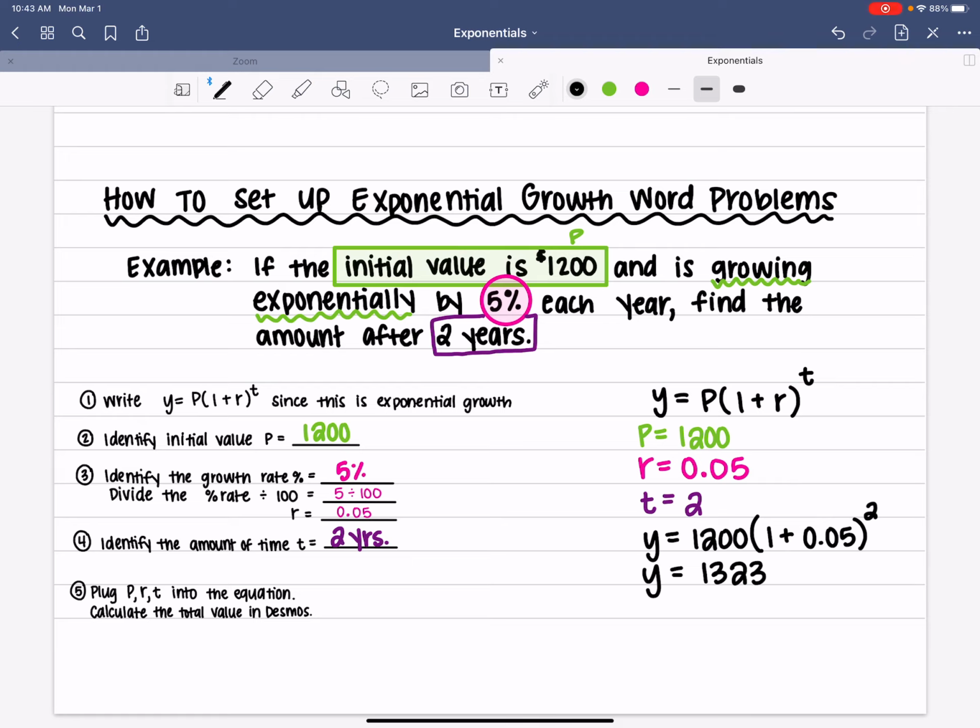Now, if I wanted to put that back into context, then that would mean that after 2 years, the amount is $1,323. And that would be what your final answer would look like.